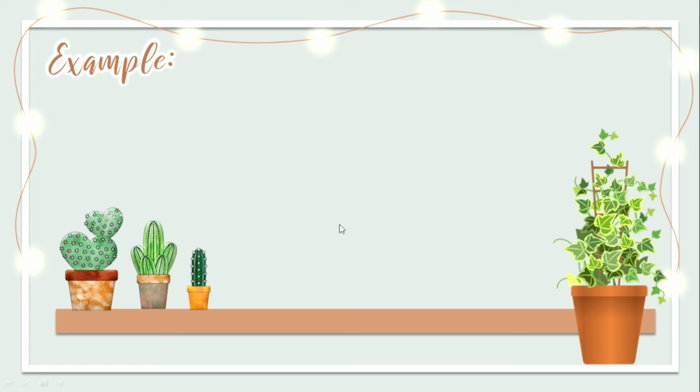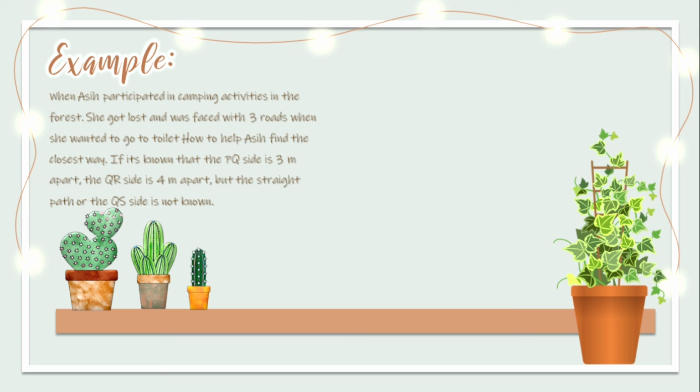After this brief explanation, let's do the following problem related to the altitude of the triangle. When Asi participated in camping activities in the forest, she got lost and was faced with three roads when she wanted to go to the toilet. How to help Asi find the closest way? It is known that side PQ is 3 meters, side QR is 4 meters, but the straight path of the QS side is not known. The following is an illustrative example of this question.